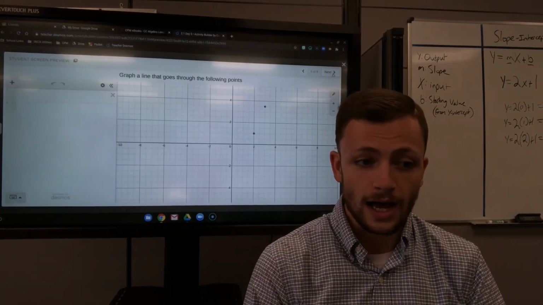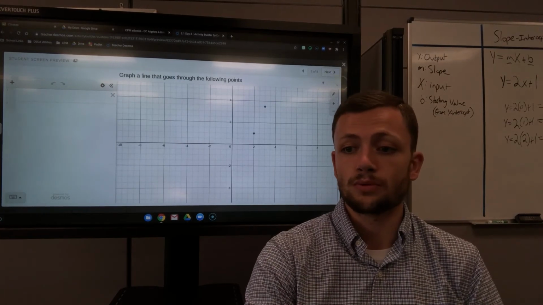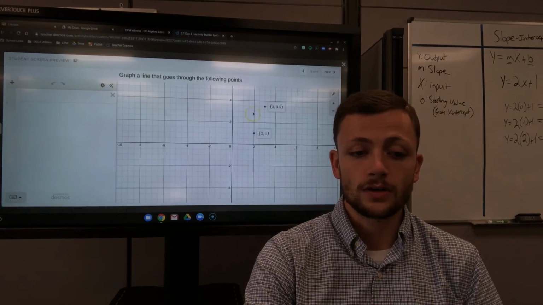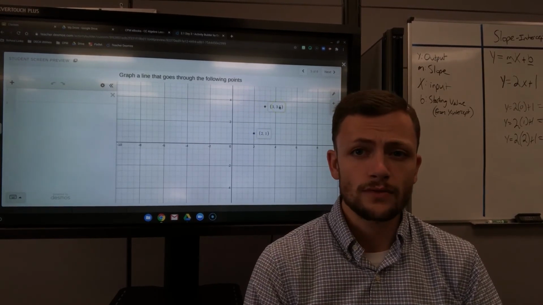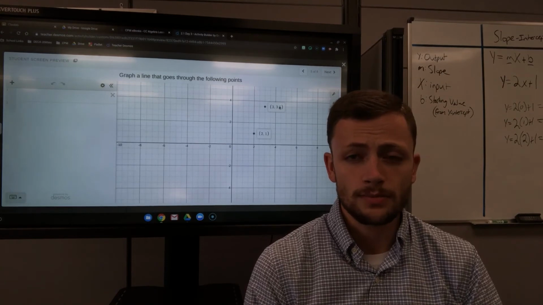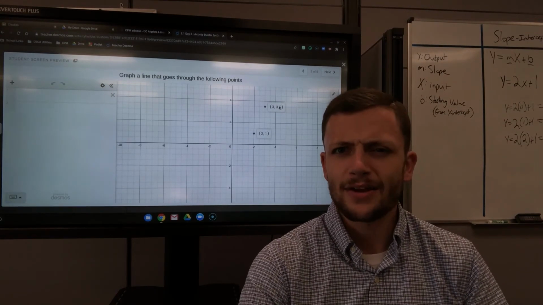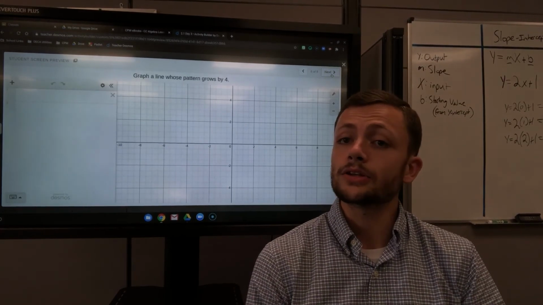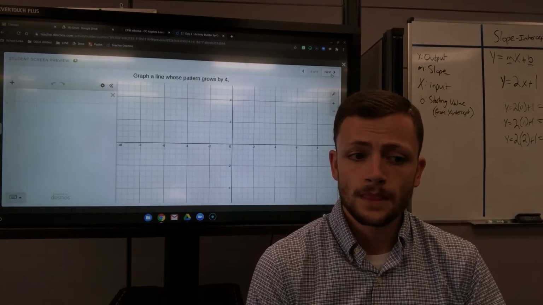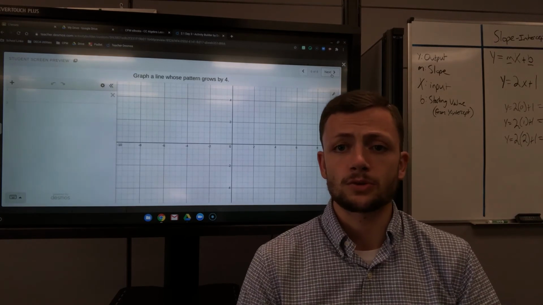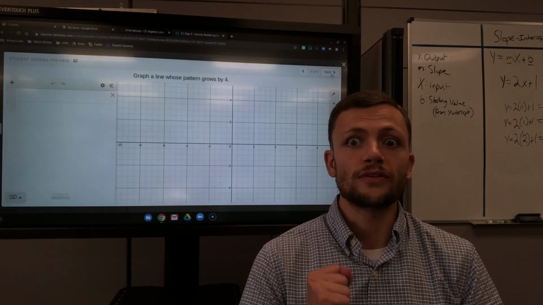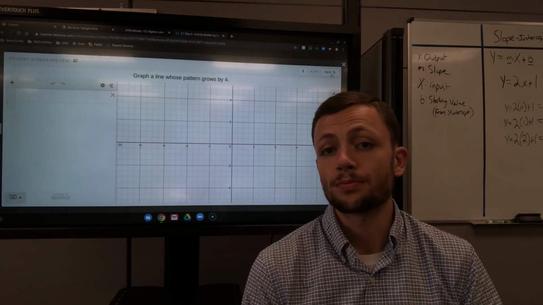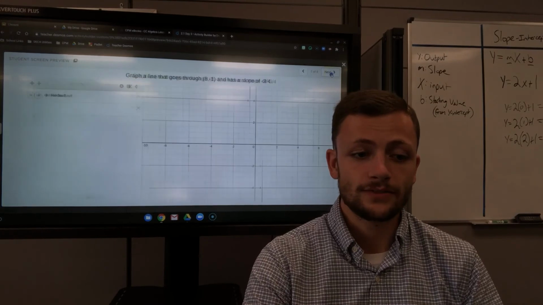Looking at screen 5, you need a graph that goes through these 2 points. Click on those 2 points to find out where they are, find the vertical change, find the horizontal change, and you have your slope. Graph y equals m times x, so y equals your slope times x, and find the y-intercept. When it comes to number 6, you need to graph a line that grows by 4. So the pattern that this line represents grows by 4 every single time. So if x is increasing by 1 and y is increasing by 4, what is your slope? Give me any kind of line that fits that requirement.